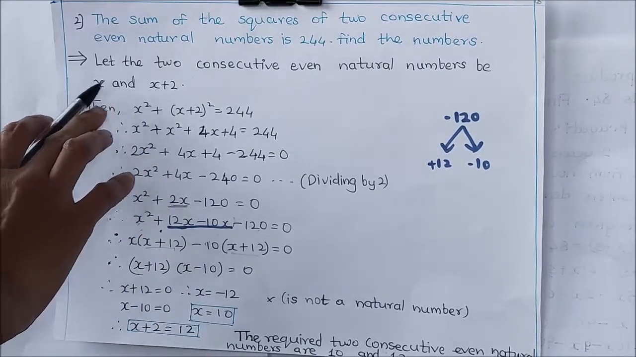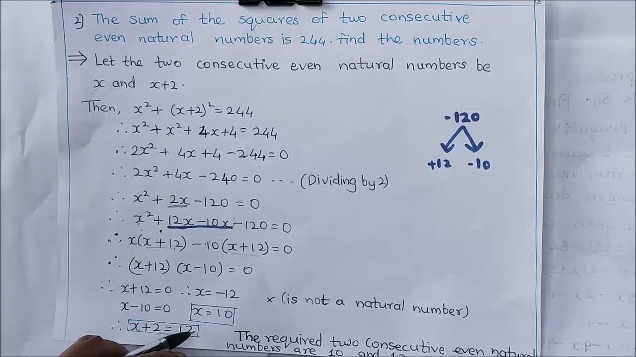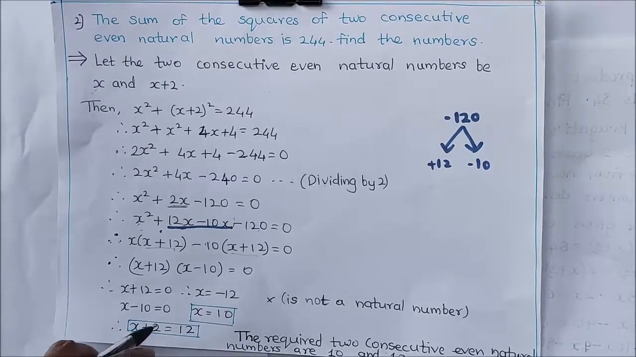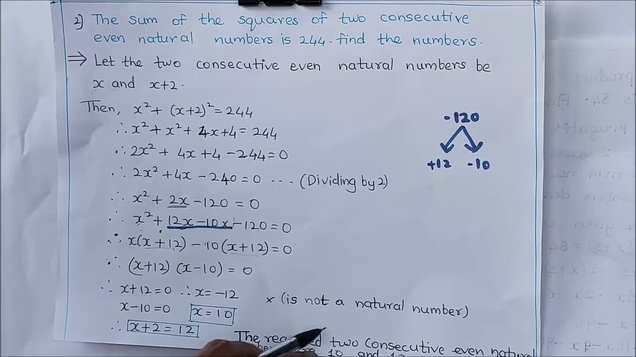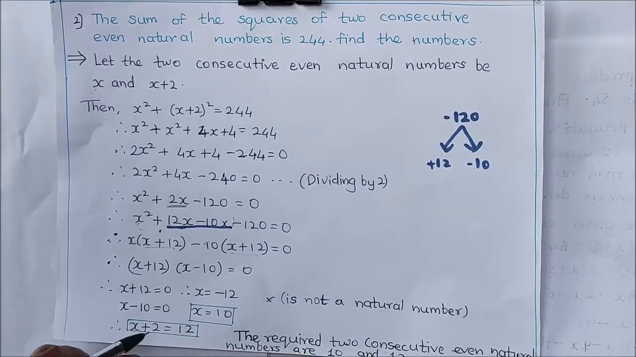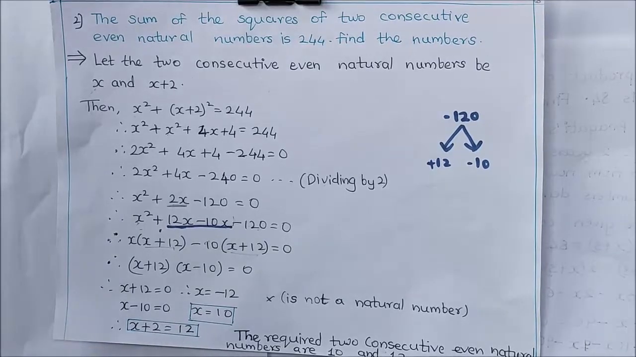First term is 10. So, x plus 2 will be 12. So, we get x equals to 10 and x plus 2 equals to 12. The required two consecutive even natural numbers are 10 and 12.